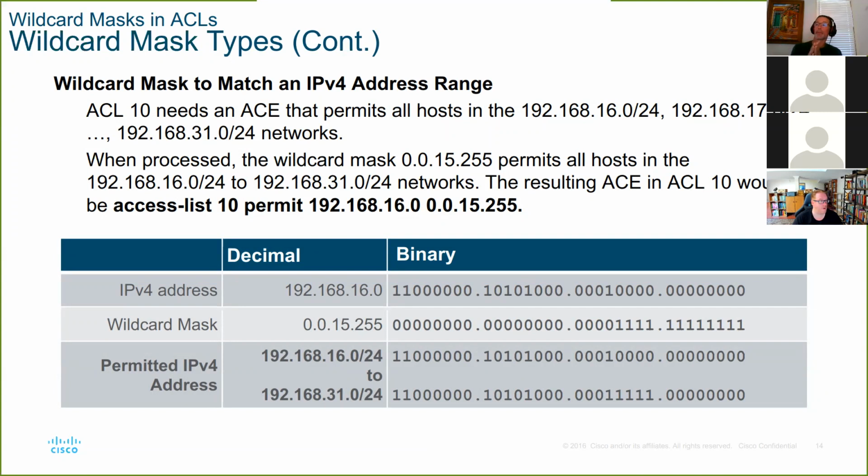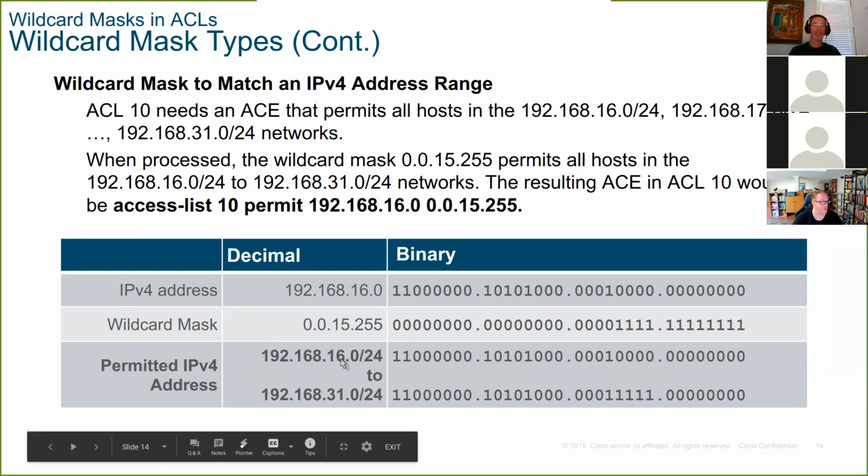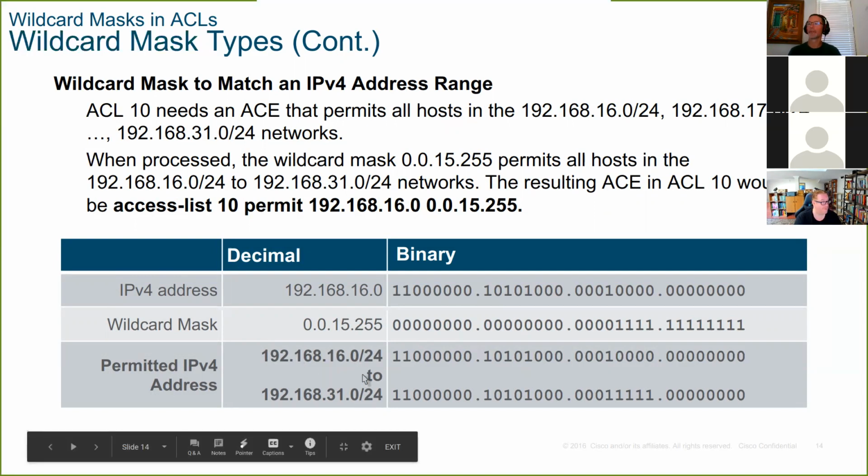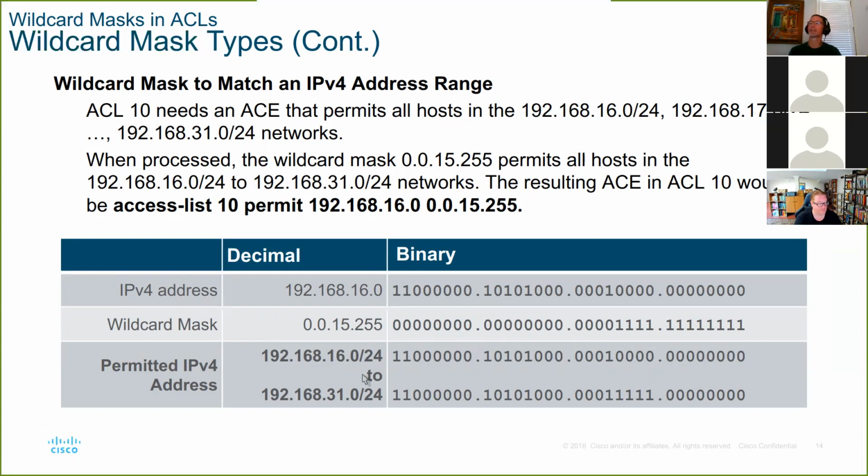And that's really all a supernet is. The only difference between a supernet and a summary route is that a supernet goes left of the classful boundary. So in this case, it's the 16 network through the 31. And since this third octet is the classful boundary for a class C, this is called a supernet. It's just a summary address, but they give it a name: supernet.